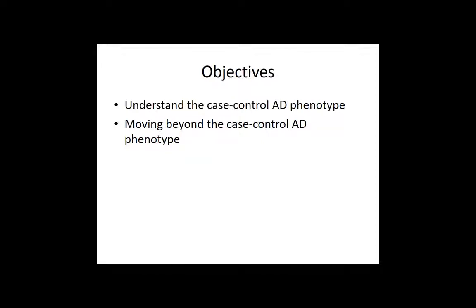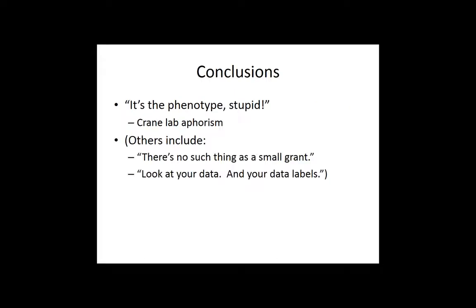So I'm going to start with the case control Alzheimer's disease phenotype, which I think is really important, and then we're going to move beyond it. My conclusion for this talk at the end is it's the phenotype. I think it's really critical for this group of people to understand how important your expertise is for the future of genetic research on Alzheimer's disease, because there are so many important things to do with the phenotypes.